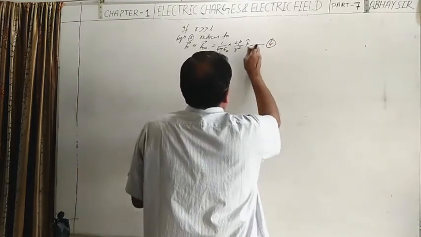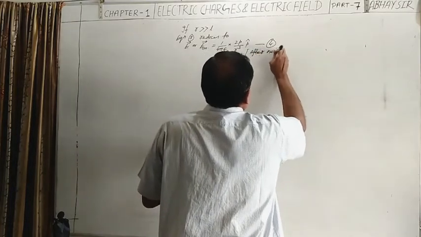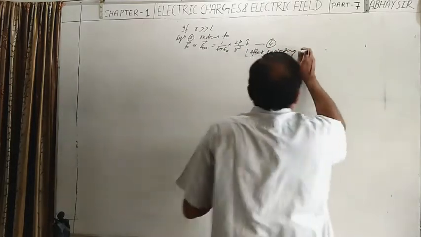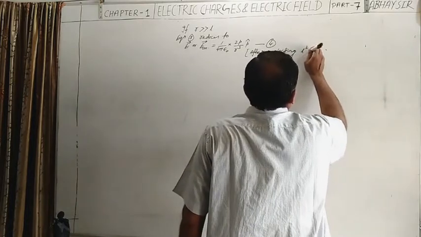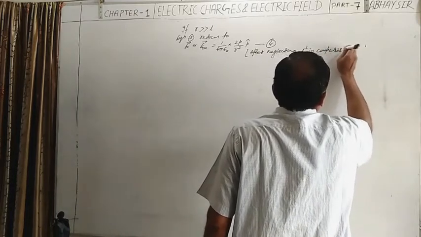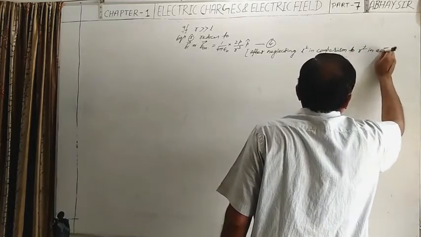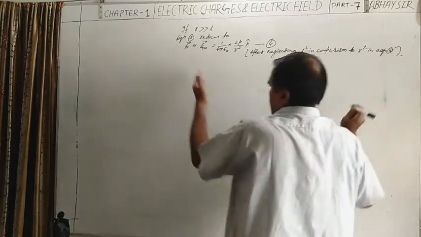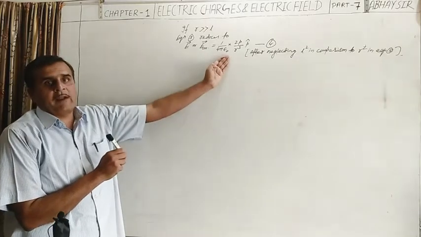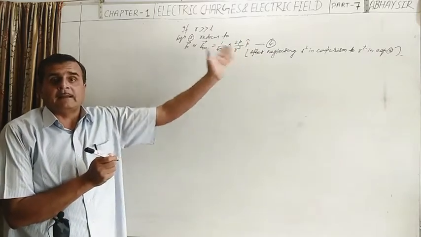This is the special case after neglecting L square in comparison to r square in equation 3. We get this result, which is the final result, and this shows that the electric field intensity at the axial point of an electric dipole falls as 1 by r cube rather than 1 by r square in the case of a point charge.